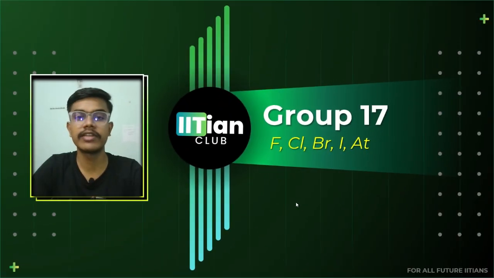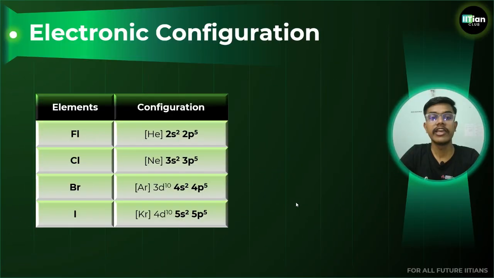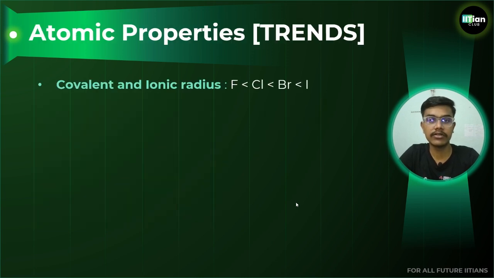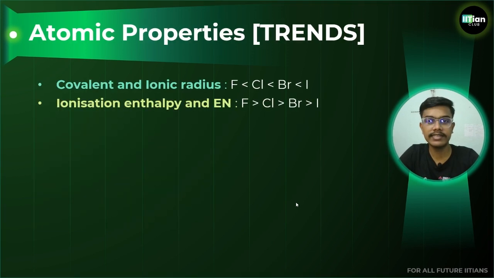The halogens: fluorine, chlorine, bromine, iodine, and astatine. You can check out the electronic configuration and you can see that there are 7 electrons in the outermost shell and the general electronic configuration is ns2np5. The covalent and ionic radius increases down the group as always, and both ionization enthalpy and electronegativity are highest for fluorine and decrease down the group.